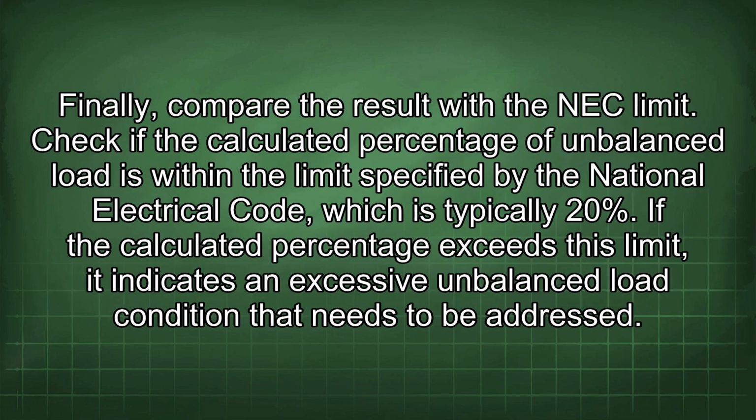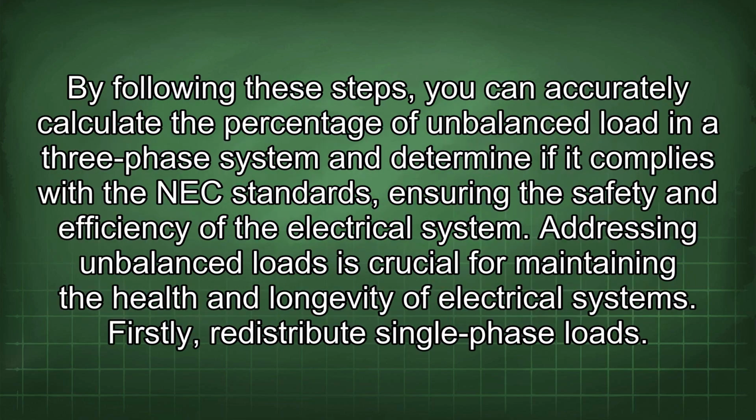Finally, compare the result with the NEC limit. Check if the calculated percentage of unbalanced load is within the limit specified by the National Electrical Code, which is typically 20%. If the calculated percentage exceeds this limit, it indicates an excessive unbalanced load condition that needs to be addressed. By following these steps, you can accurately calculate the percentage of unbalanced load in a three-phase system and determine if it complies with the NEC standards, ensuring the safety and efficiency of the electrical system. Addressing unbalanced loads is crucial for maintaining the health and longevity of electrical systems.